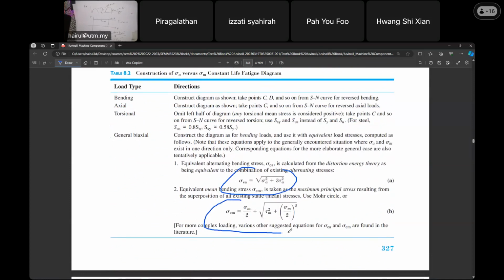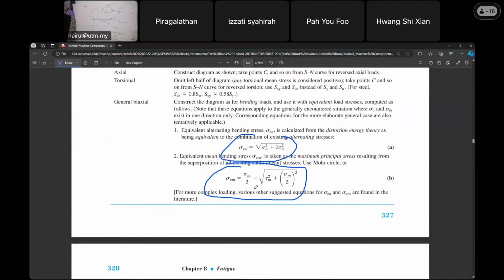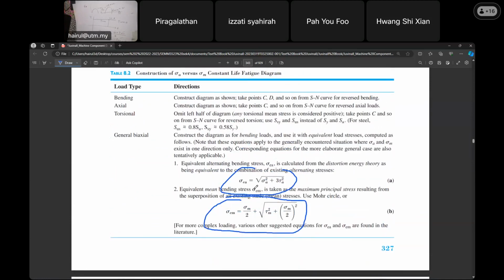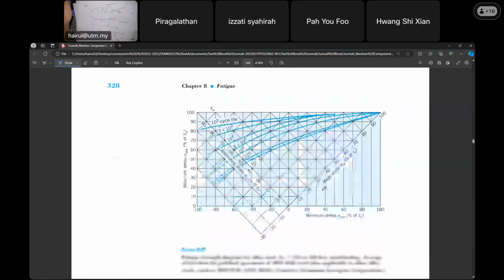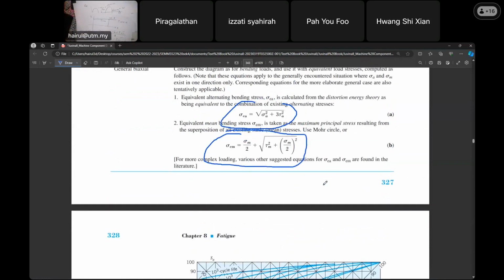This is important. This is how you calculate your sigma EA and your sigma EM, because we need to find the total equivalent, since our safety factor is Sn over sigma E. So which sigma E do we need? Sigma EA and sigma EM.